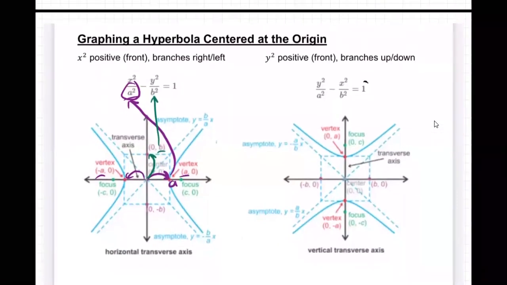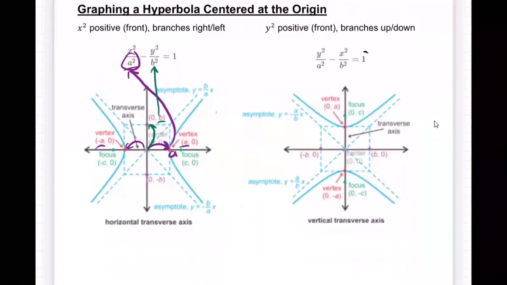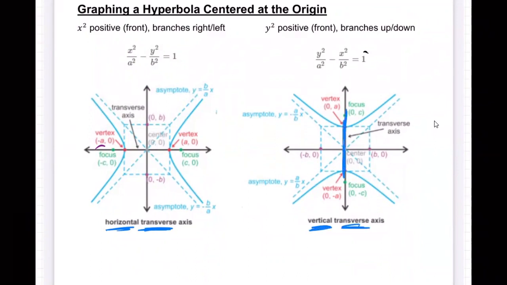Does it say anything? Yeah. See the words down here? I don't know if I've called your attention to these words before, but take a look at these words. Down here, notice it says horizontal transverse axis. And this one says vertical transverse axis. What does that mean? So this is the vertical axis here, and this one's the horizontal axis here.